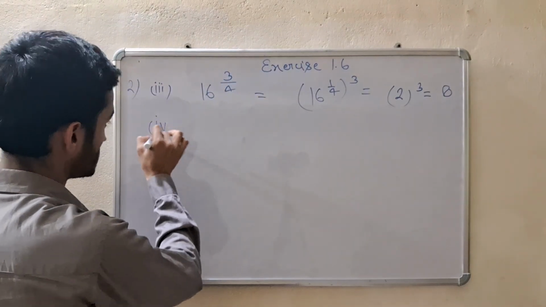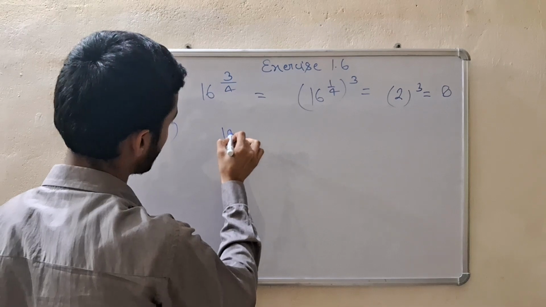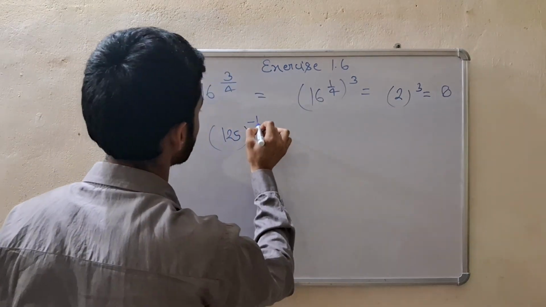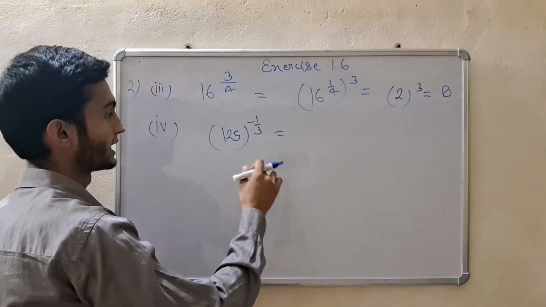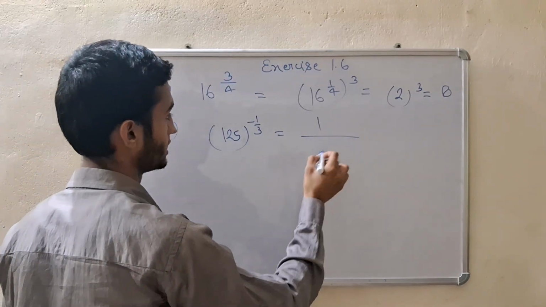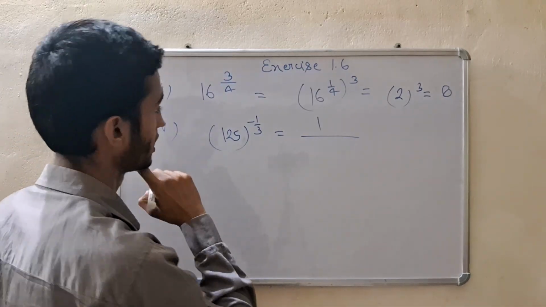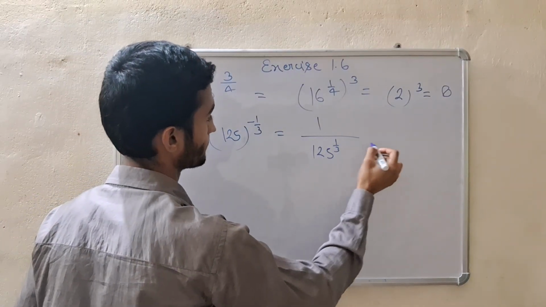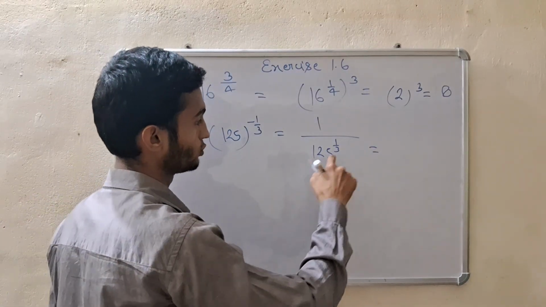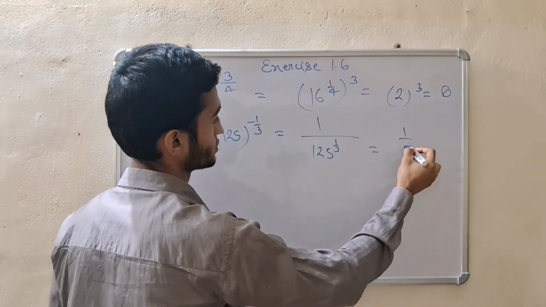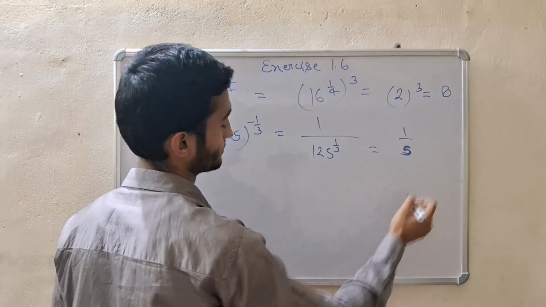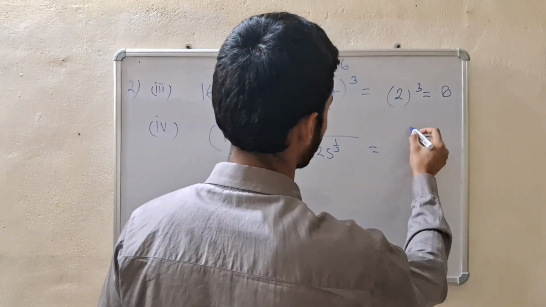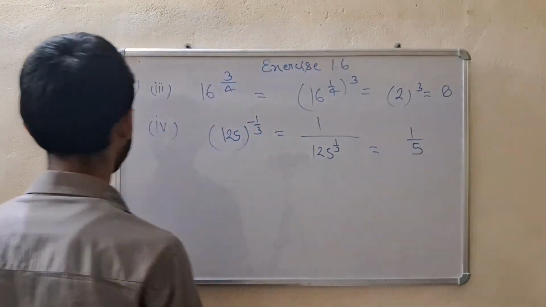And the fourth one says 125 raised to the power of minus 1 upon 3. We know that to remove this negative sign, we just write the reciprocal, and it becomes 125 to the power 1/3. And it means the cube root of 125. So we know that it is 5. Okay, now the third one.